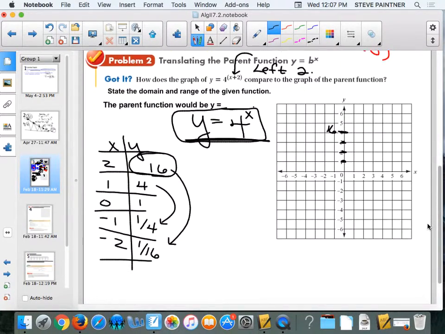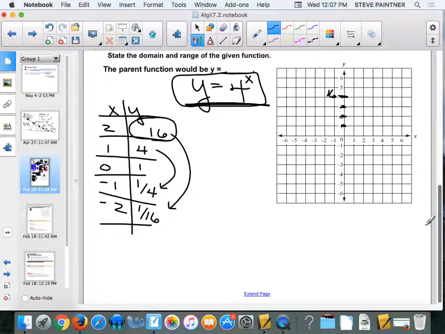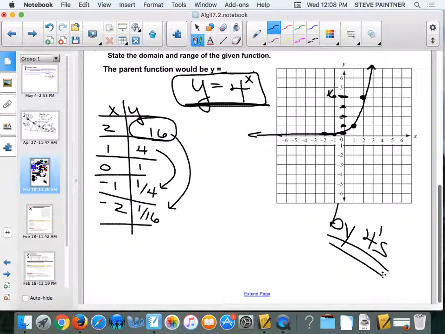Okay. So a quick graph would be 0, 1. 1, 4. 2, 16. And then from here it just rides the x-axis, doesn't it? Okay, right? I'm going by 4s is what I'm doing. Okay, well, you know that's the parent. What are we going to do with the parent?